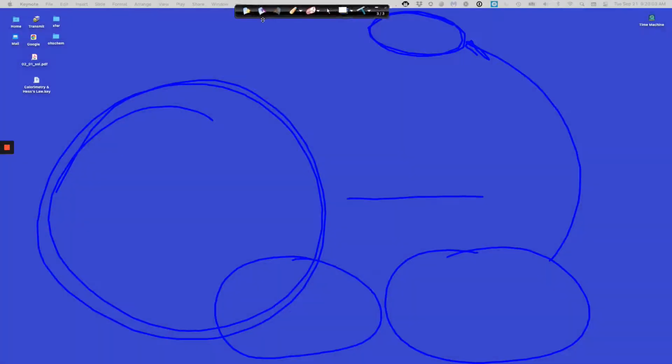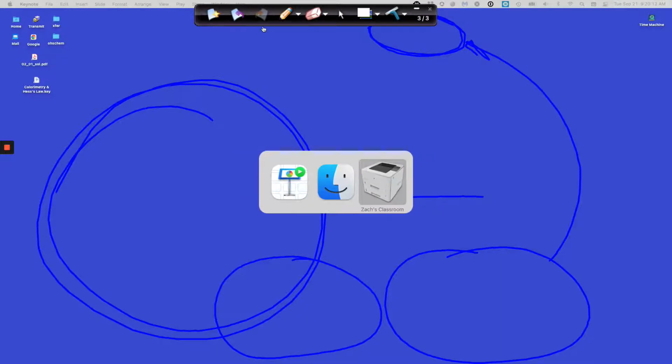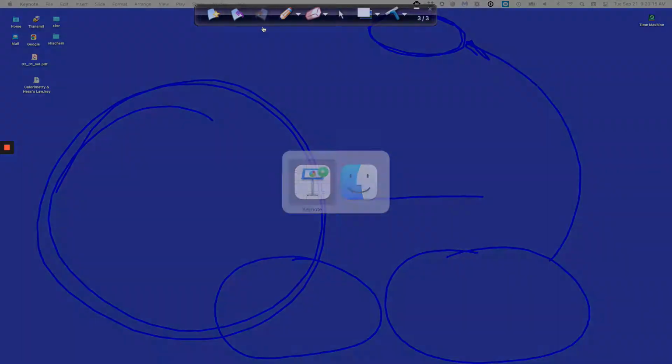But guys, oh shoot. What did I do? I touched something. Don't touch, apparently. I'm getting rid of that. Why is my printer open? Doesn't even look like my printer. All right, here we go.